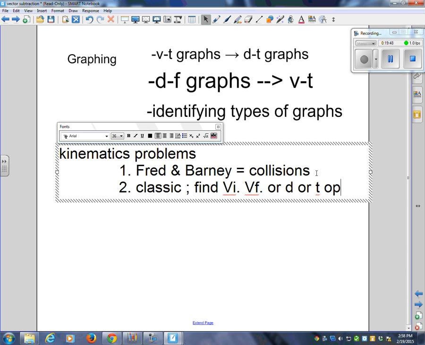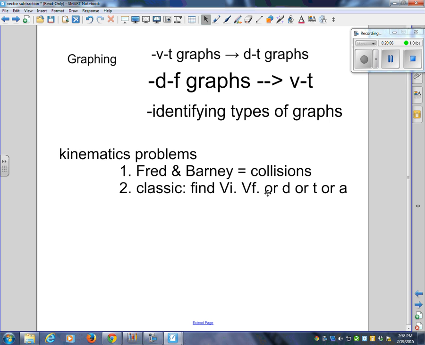Are you gonna give us all the formulas we need? I'm going to give you 0 formulas. Oh, we have to make a cheat sheet. Right? So find VI, VF, or D, or T, or A, right?